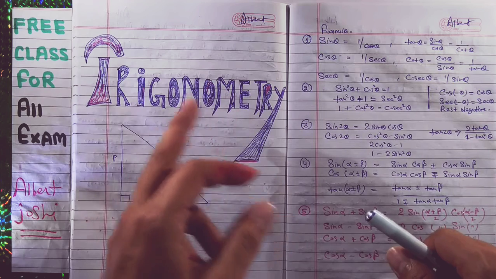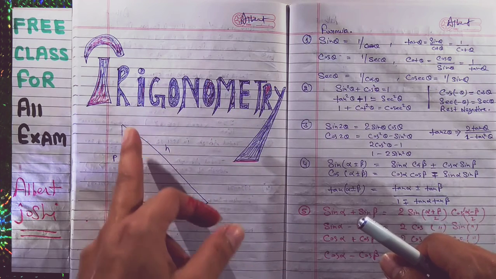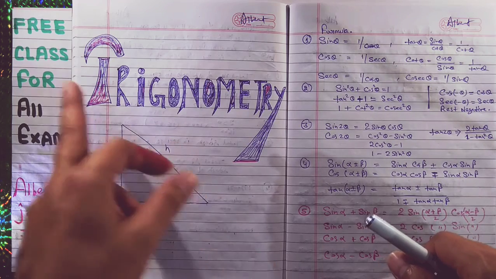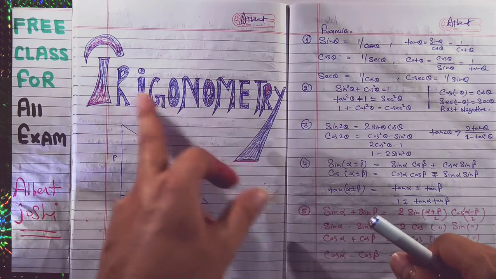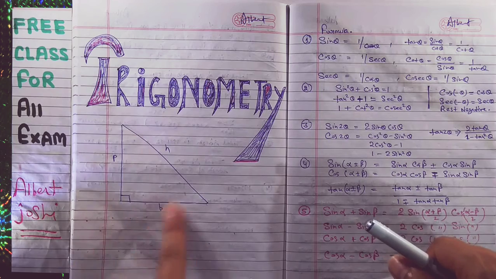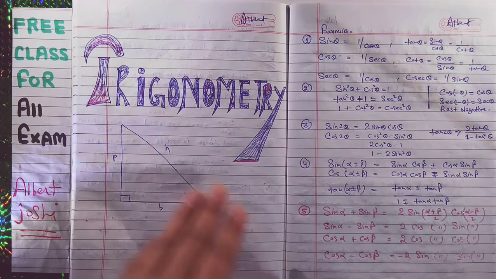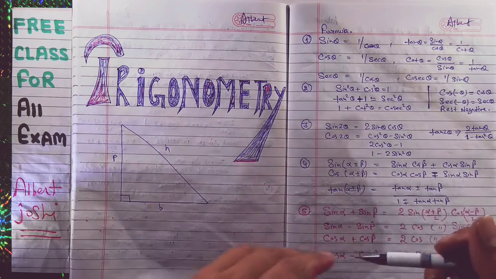Trigonometry works only if you have a right angle triangle. If you do not have a right angle triangle, then you cannot use trigonometry. It works only for such a type of triangle. There are many types of triangle. Triangle is also a polygon.